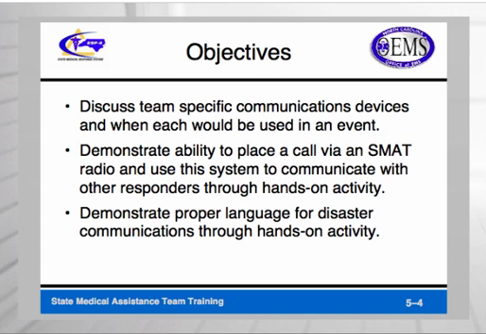Fourth, demonstrate the ability to place a call via an SMAT radio and use this system to communicate with other responders through a hands-on activity. Fifth, demonstrate proper language for disaster communications through a hands-on activity. Obviously, Objectives 4 and 5 are beyond the scope of this online course. You will need to complete any hands-on work with your SMAT team leadership to become familiar with the communications equipment operated by your team.